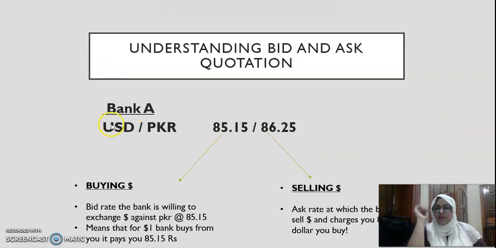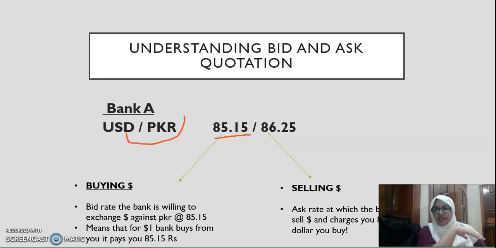Now here is an example. Suppose in bank A, the US dollar on PKR rates are 85.15, 86.25. So it means that they will pay you 85.15 Pakistani rupees when you sell dollars to the bank. You will sell dollars to the bank, they will pay you 85.15.